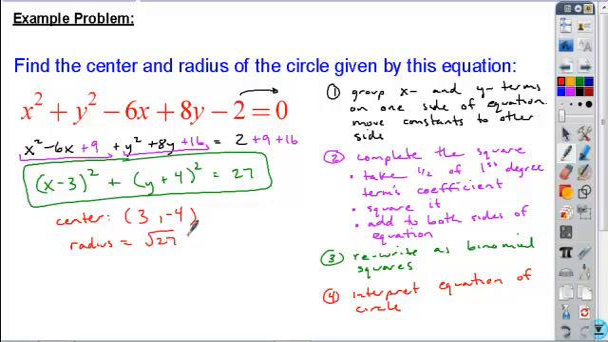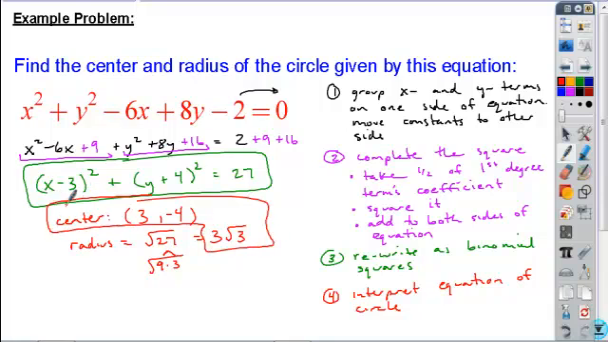And now, you always do need to make sure that you reduce. Are there any perfect square factors you can remove from 27? 9 times 3, the square root of 9 comes out as a 3, and it leaves a factor of 3 inside as well. And so you have your center and your radius for this problem.